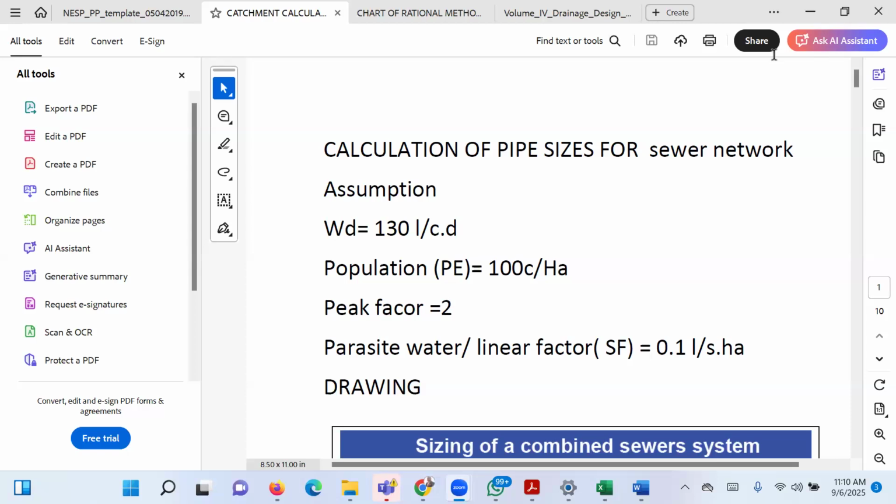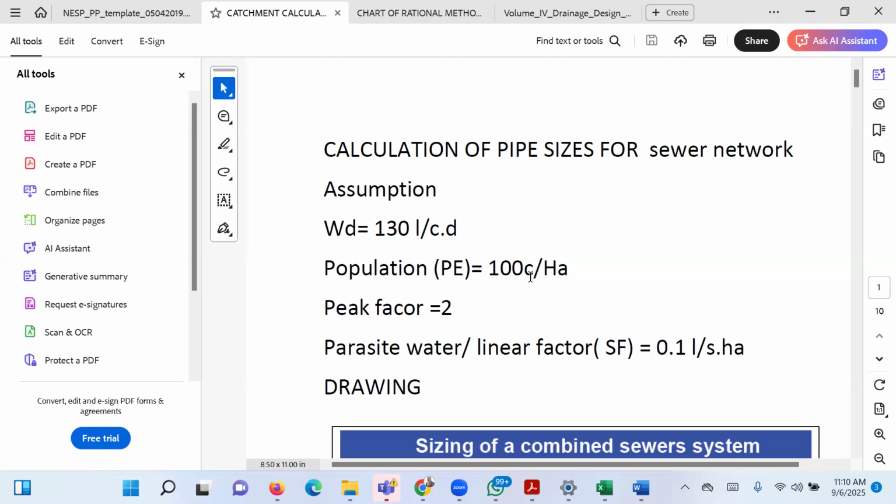So here, we assume that the drinking water requirement is 130 liters a day. The population equivalent is 100 capita. This capita simply means persons, it's just a technical word, per hectare. I've tried to explain this before. In terms of development, 1 hectare is 10,000 square meters. So if you remove one 0 from both sides, it means 10 persons per 1,000 square meters. That's just what this means.